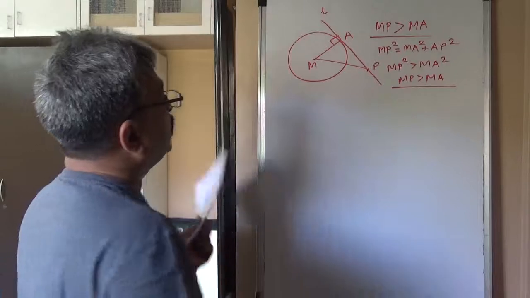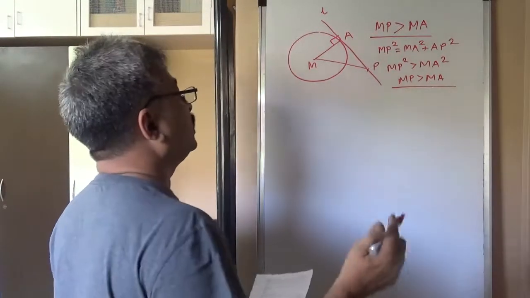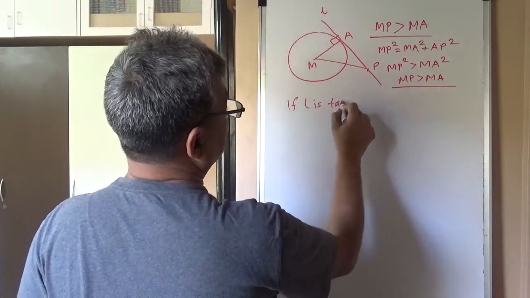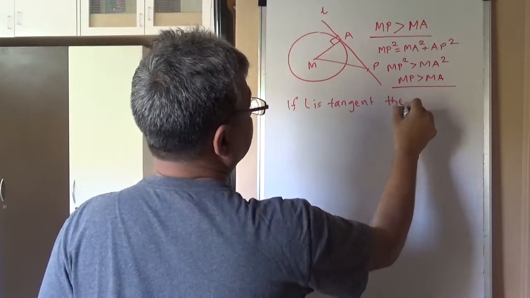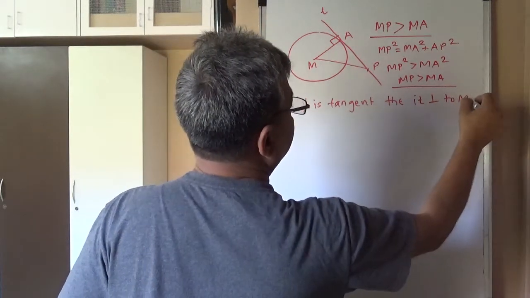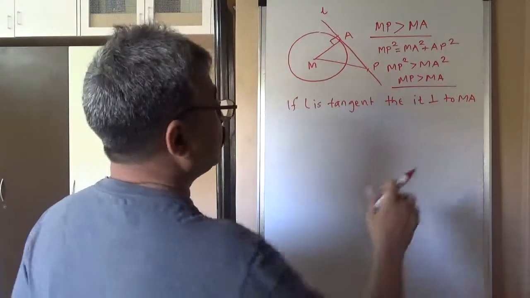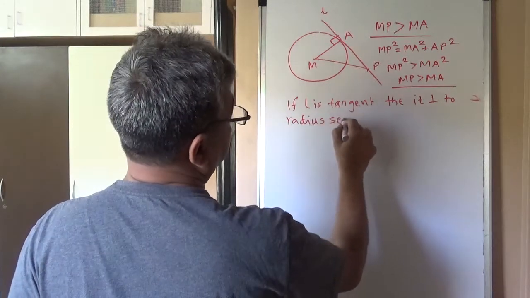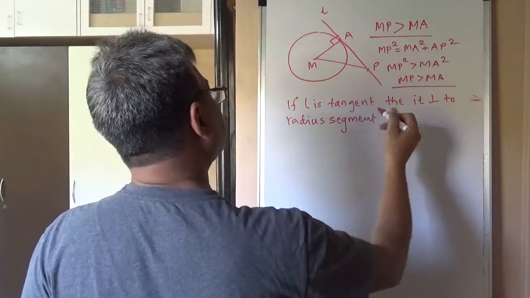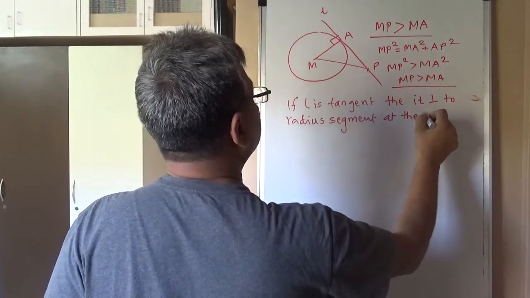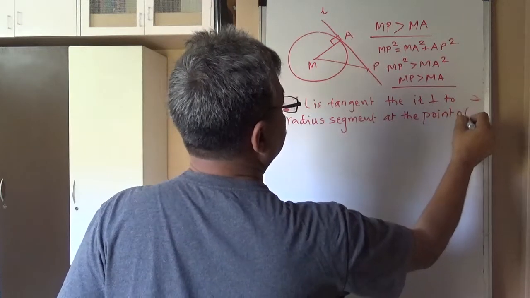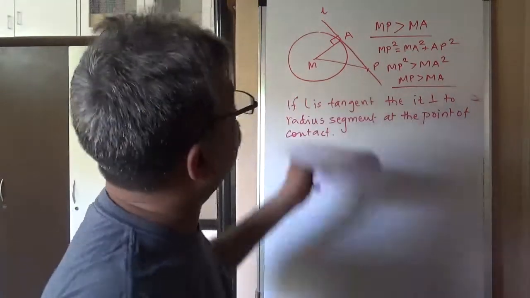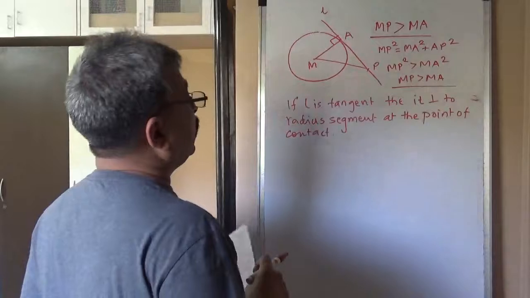Okay. Now, is this going to be true in case we consider the converse? So if L is tangent, then it is perpendicular to MA, that is, the radius segment, at the point of contact. This is the converse of the first proof, and we will prove it.